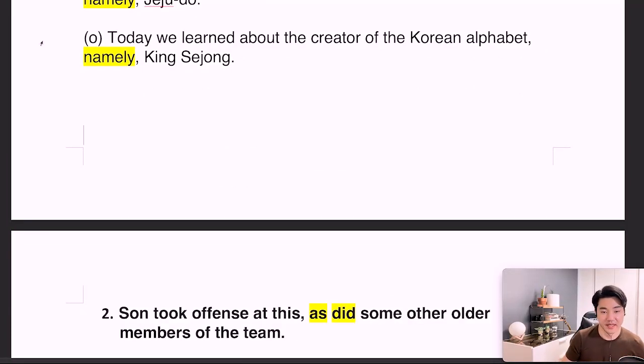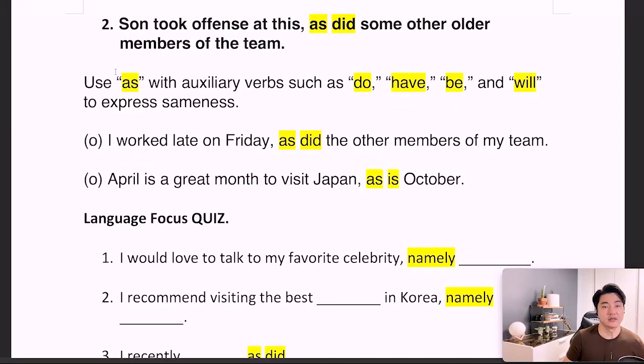Simple. Let's go on to number 2 now. Number 2. Some took offense to this, or at this, as did some of the older members of the team. Okay. Now we're going to use as with auxiliary verbs. Auxiliary verbs are the do verb, 하다, have verb, 있다, be verb, 이다, and will, 하다 or 할까. So to express sameness.